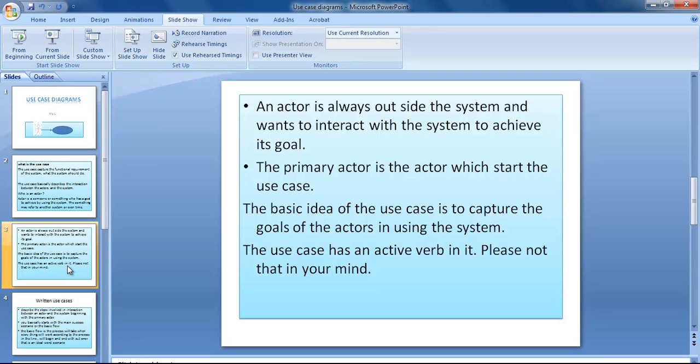The use case has an active verb in it. Remember the circle that had an oval shape or the ellipse. It has an active verb in it. We will come to know when we actually continue later. So please keep that in mind, and we will move to the next.